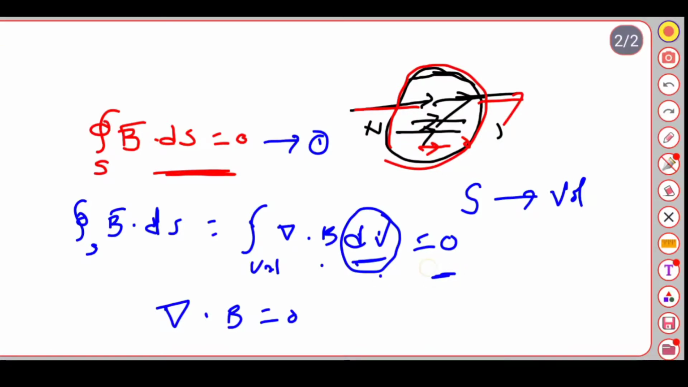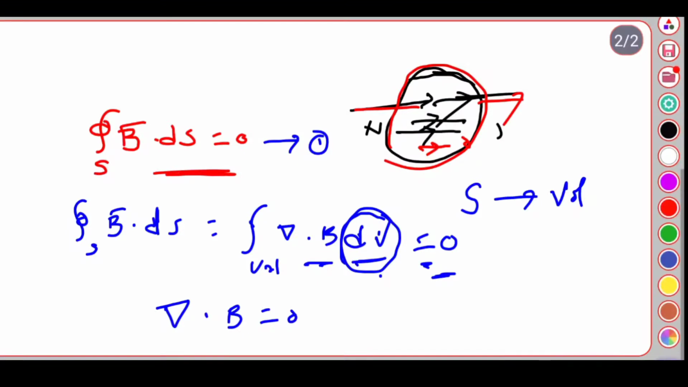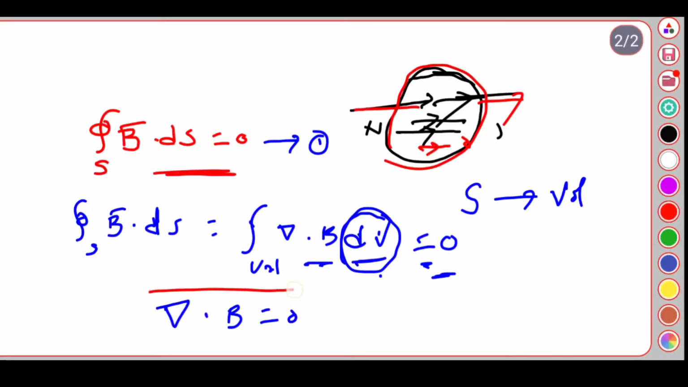Since volume is never 0, and we said the integral is equal to 0, dv is not equal to 0, hence we can write del dot B equal to 0. Del dot B equal to 0. This is called Maxwell's second law.